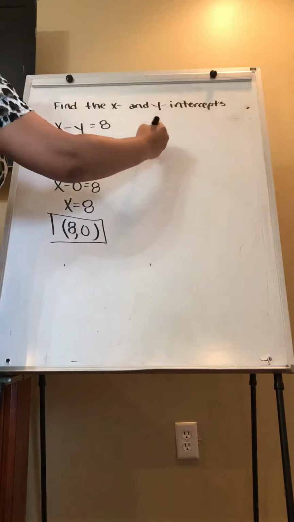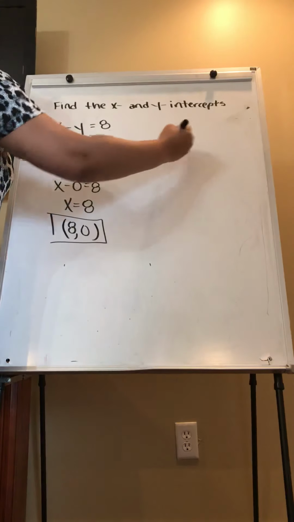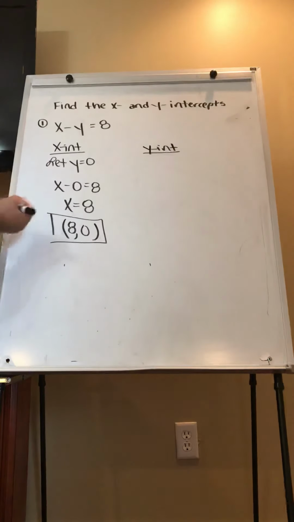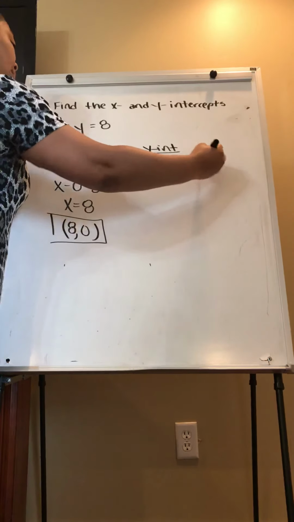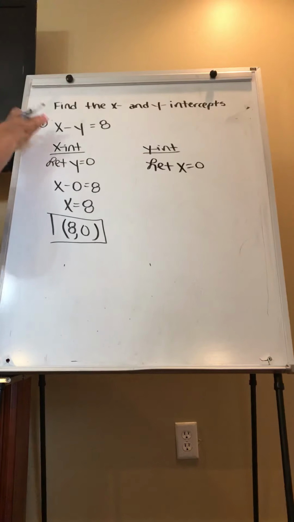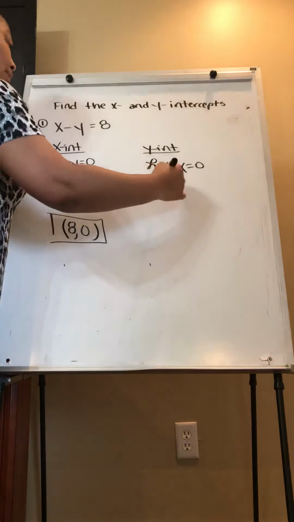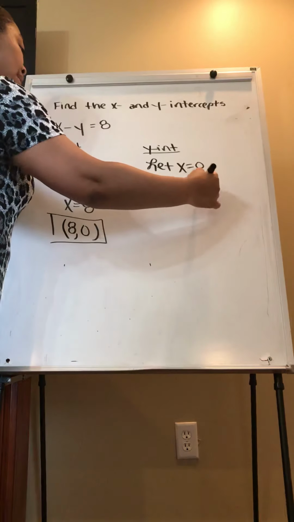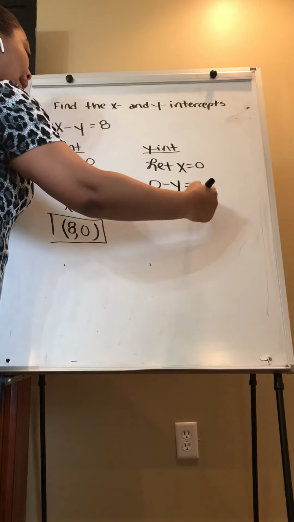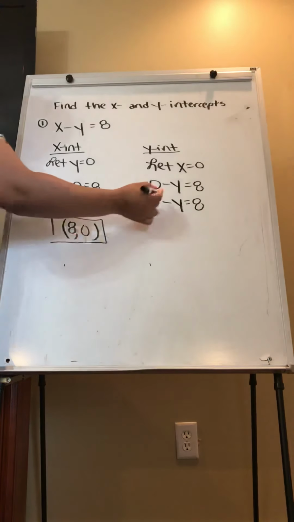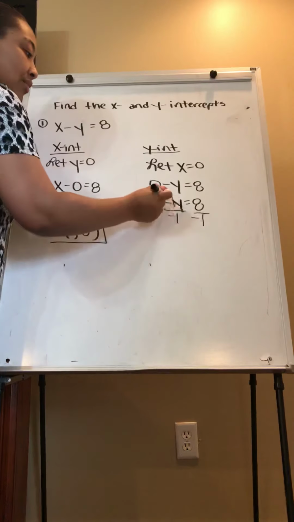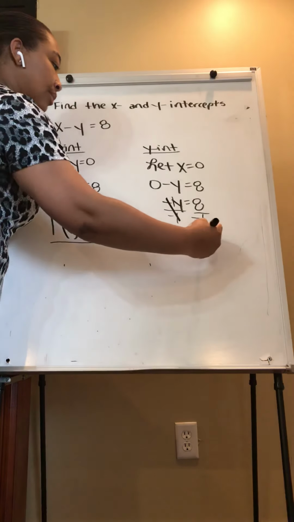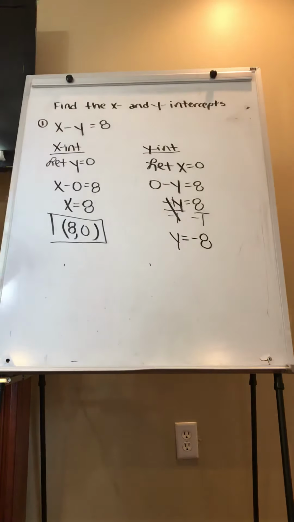You would do the exact same thing to find the y-intercept, but you do just the opposite. You let x equal 0 because you want to know who y is. So I need to let the x disappear. When I let my x be 0, it's not there anymore. You have negative y equals 8. So to get that negative off of y, you divide by negative 1. So y equals negative 8.